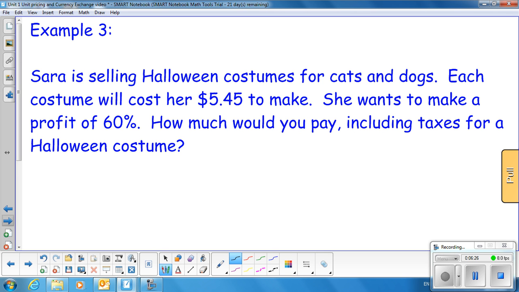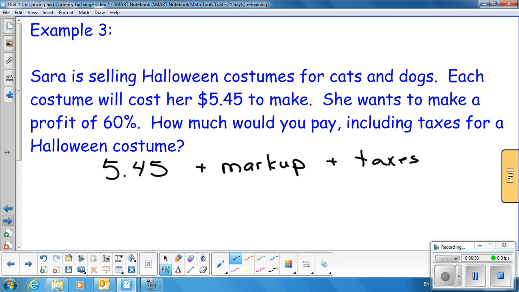So the costume costs Sarah $5.45. Then she's going to add her markup or profit to it. And then she's going to add the taxes to it. And that would be the price that you would pay.